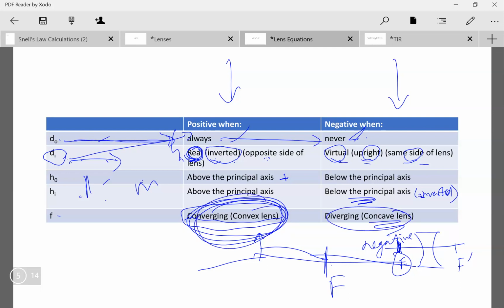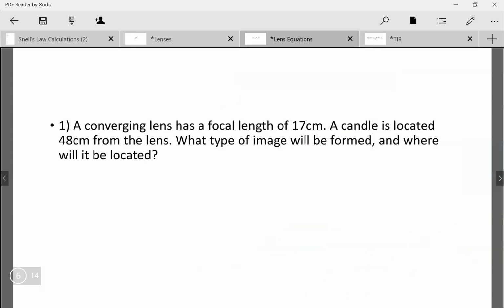All right, so using these sign conventions, basically we have to be able to solve problems like this. So this is what we're going to be practicing.